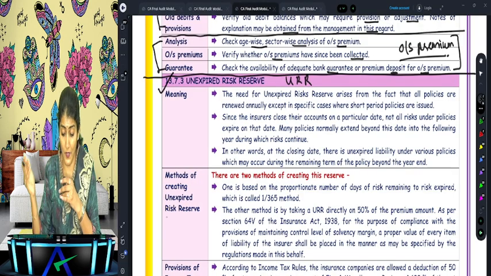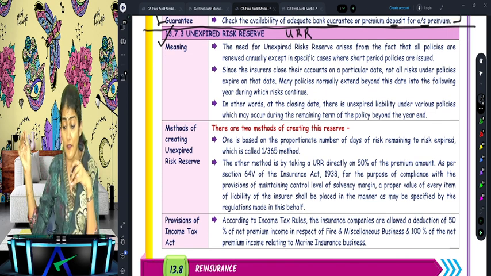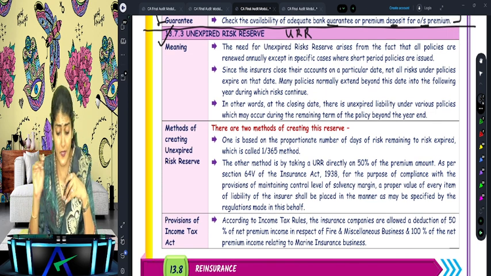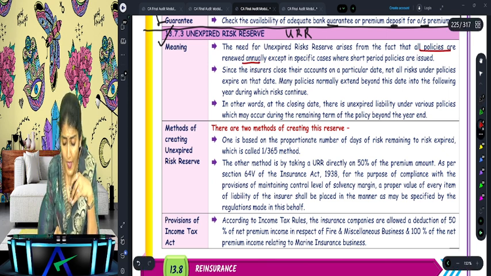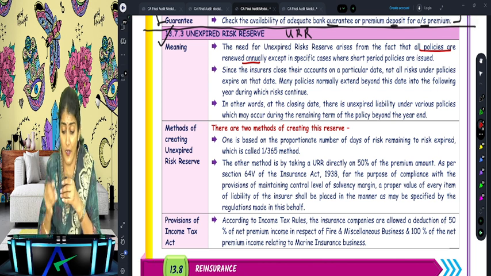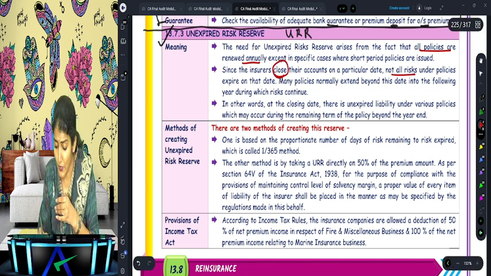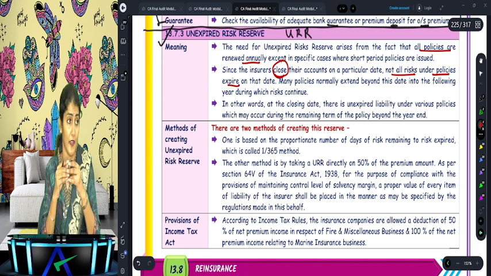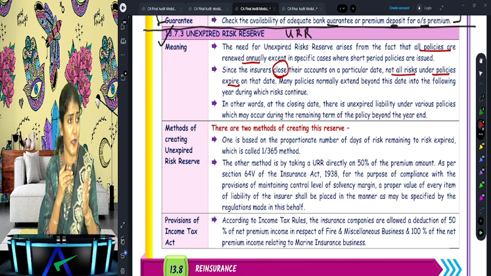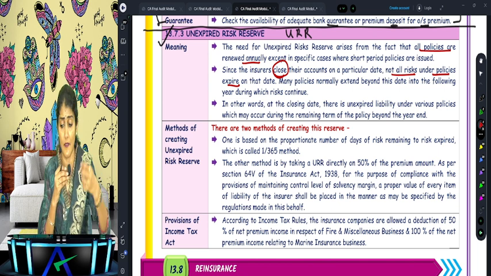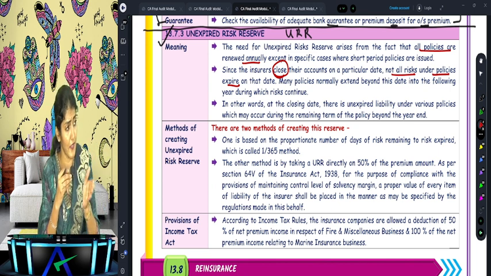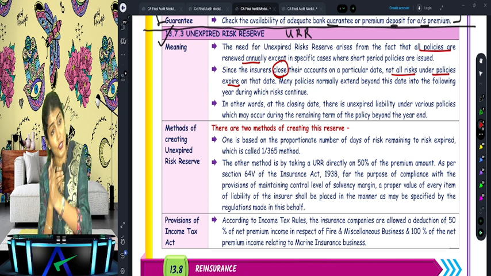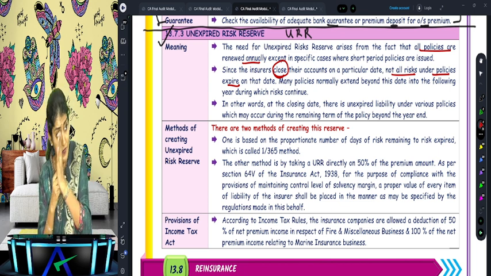Unexpired risk, right? So what does it say? The need for the unexpired risk reserve arises from the fact that all policies are renewed annually except for the short period policies. Now, since the insurer closes their accounts on a particular date, not all risk under the policies expire on that date. So on 31st March, are all policies going to expire? No. Like say today I purchase a vehicle. Say today is 1st of October. Will I wait? No, I will not wait for 1st April to take the insurance policy. If I purchase a vehicle today, I will take the insurance cover today. And the insurance company will close its books of account on a particular date.